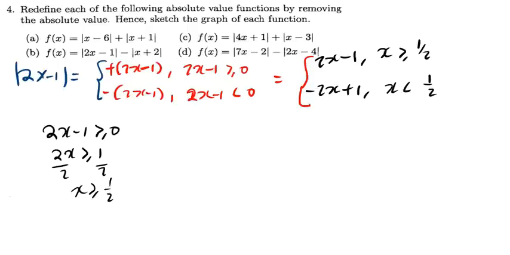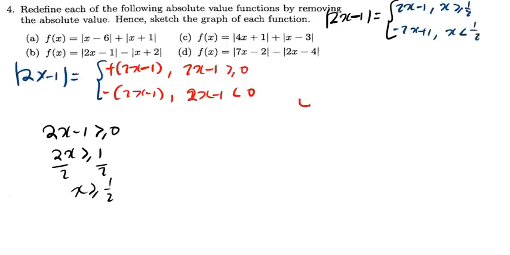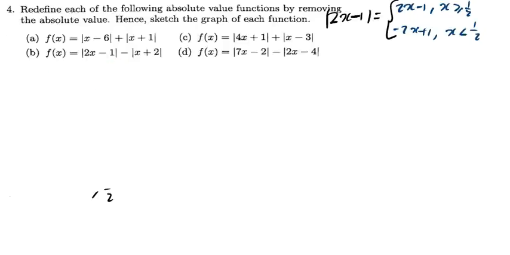So I've redefined the first part, of which I'm going to put it here. So we have 2x minus 1 for x is greater than or equal to half. Then negative 2x plus 1 for x is less than half. Done. I've redefined the first part. Now let's go ahead and redefine the second part. So the second part is x plus 2.